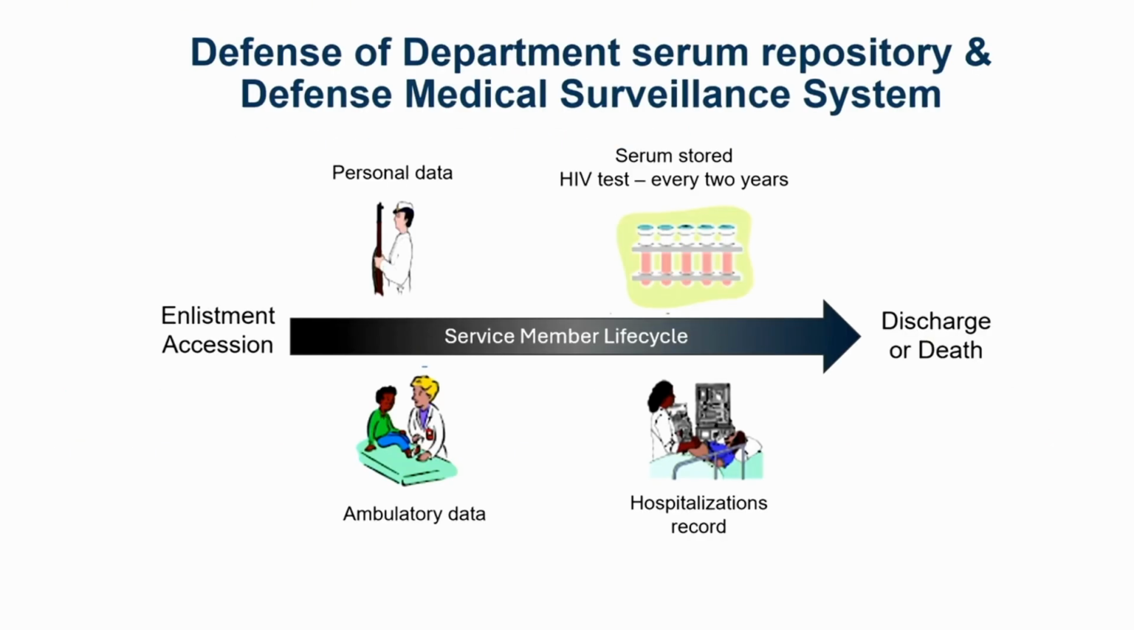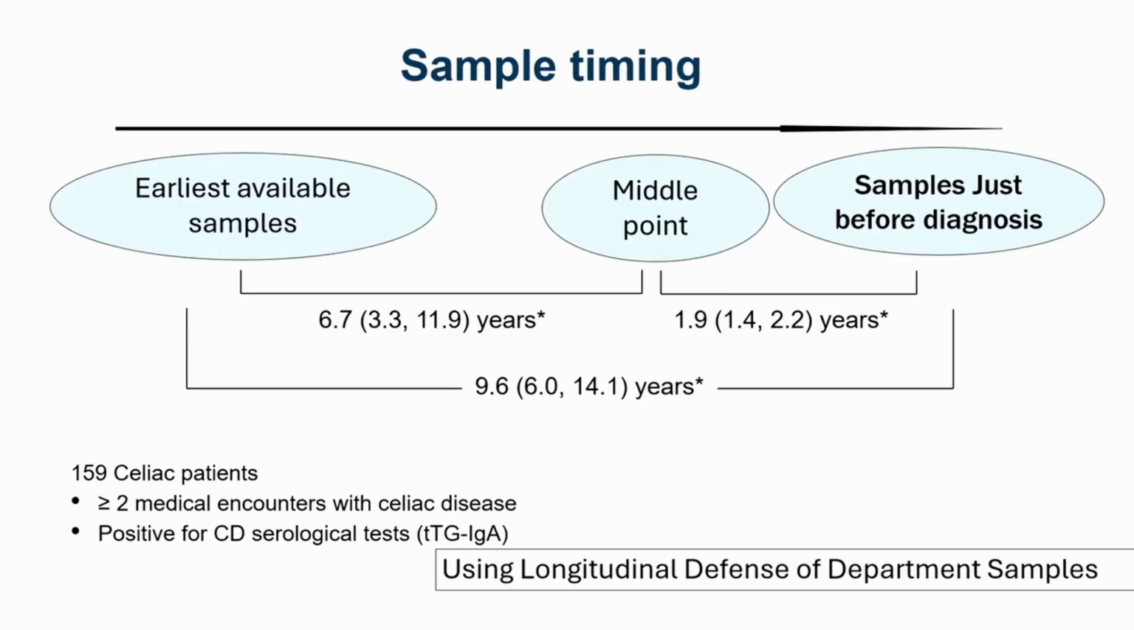Fortunately, this DOD cohort has a great system. The medical record is available, and so is the serum sample they collected because every 2 years they do HIV testing. The remnant of the serum sample is stored in the freezer, and then we can capture this medical record plus the serum samples together. And this is the sampling time point.